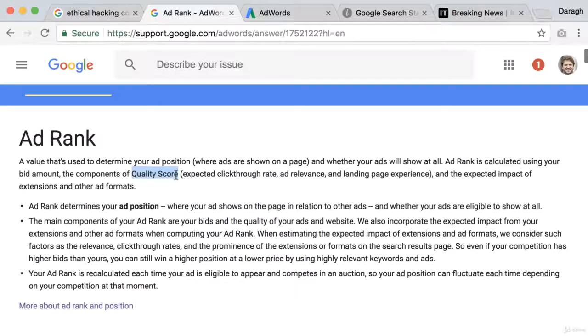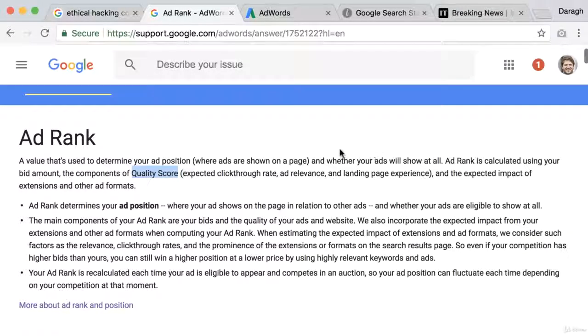So this is important if you want to really reduce the cost of your advertisements. The good thing to know is that you don't have to have the highest bid. What you need to have is the highest bid multiplied by your quality score. So if you can improve your quality score, you can essentially outrank those higher bidding competitors.